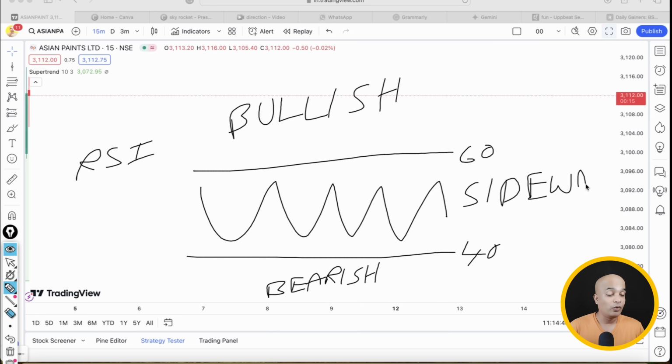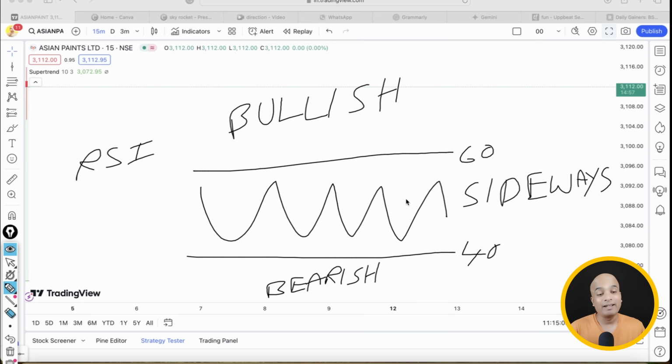Now whenever you use the Supertrend indicator, you can also plot the RSI indicator. Let's say you got a signal in the Supertrend indicator, and just observe what the RSI is saying. If the RSI is in between 40 and 60, which indicates a sideways trend, then you don't have to take the trade. Suppose the RSI is above 60, then it indicates a bullish trend. If the Supertrend indicator is also saying bullish, then you can take the long trade.